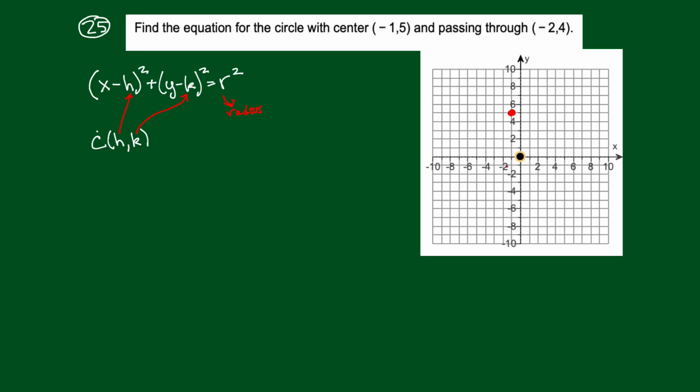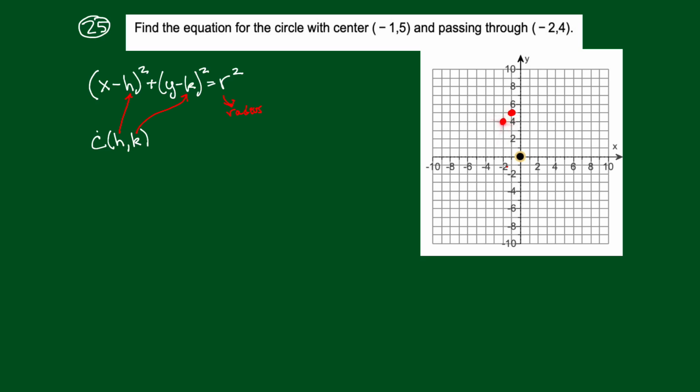Now, let's plot this point. Starting at the origin, I'm going to go to the left 2 and up 4. To the left 2, up 4 is going to put me here. To the left 2, 1, 2, 3, 4, got it. Now we're told that this point here is the center and the circle passes through here. So I know the circle is going to look something like this. There's a radius right there.